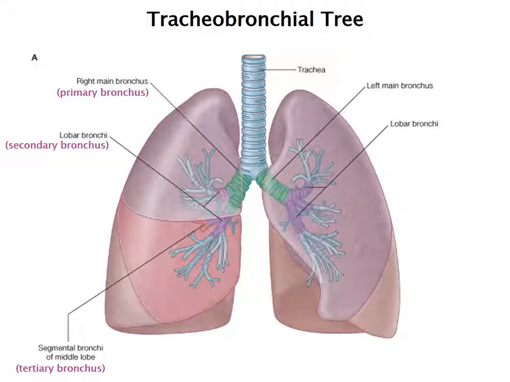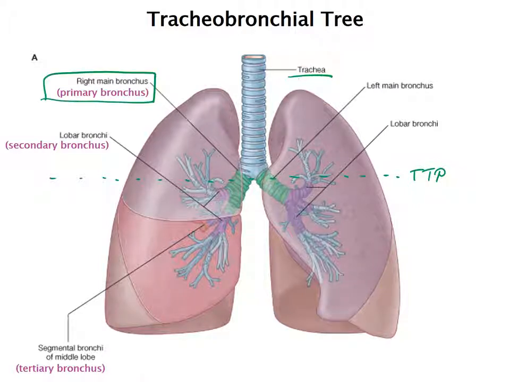Now let's take a look at the tracheobronchial tree. The trunk of this inverted tree represents the trachea, which courses through the superior mediastinum. Recall that the trachea bifurcates at the level of the transverse thoracic plane, abbreviated TTP. The trachea will bifurcate into two bronchi, called the right and left main stem bronchus, or also called primary bronchi.